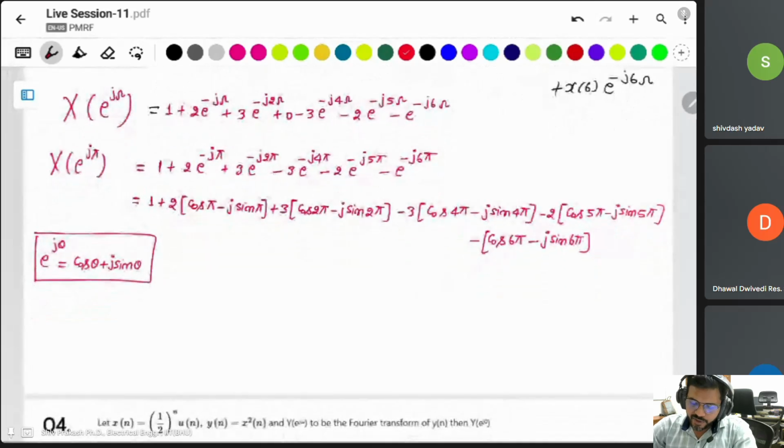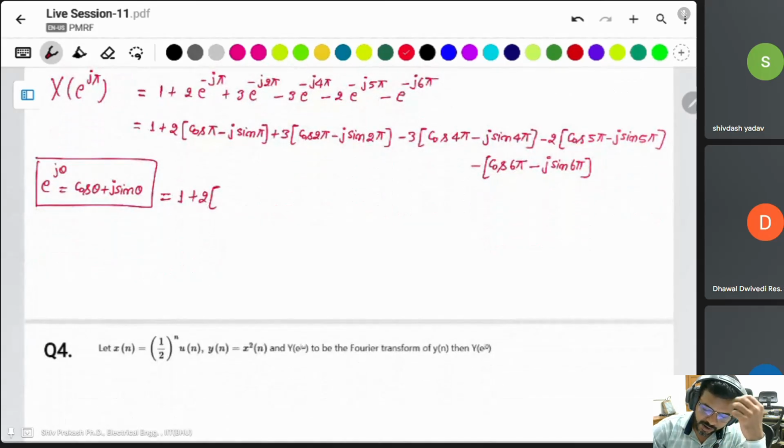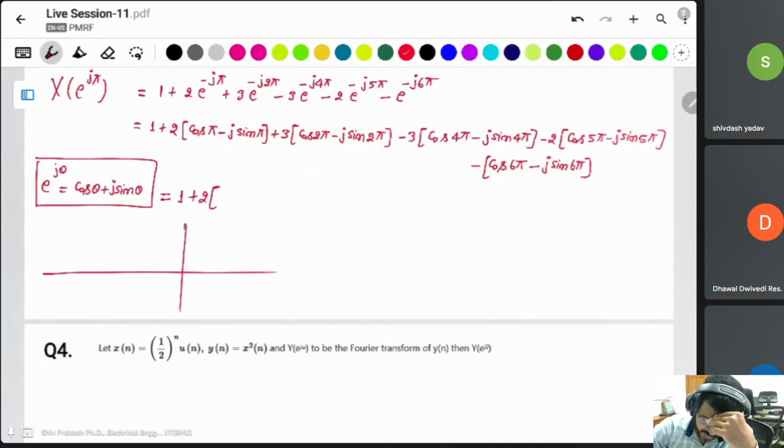You have to put the value of all these. This will be 1, okay, plus this will be 2. What is the value of cos pi? Just I want to write here a signal for our reference.